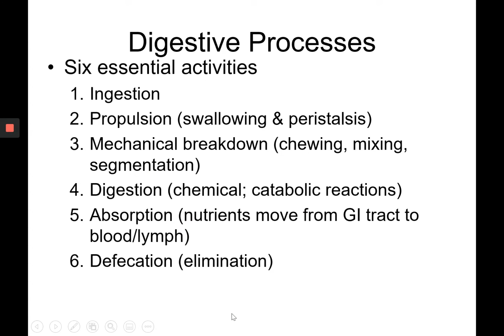There are 6 essential activities for digestion. These are ingestion, propulsion, mechanical breakdown, digestion, also called chemical digestion, absorption, and defecation. Ingestion is taking in food to the oral cavity. It includes processes such as chewing, also known as mastication.